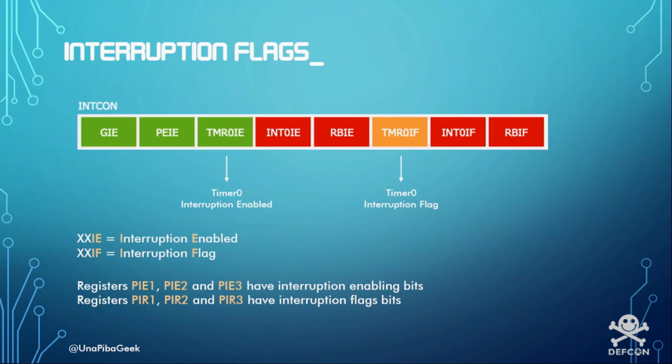Because the latest microcontrollers have too many peripherals, the special registers PIE1, PIE2, and even PIE3 have interruption enable bits, while PIR1, PIR2, and PIR3 have their respective interruption flags for different hardware peripherals.